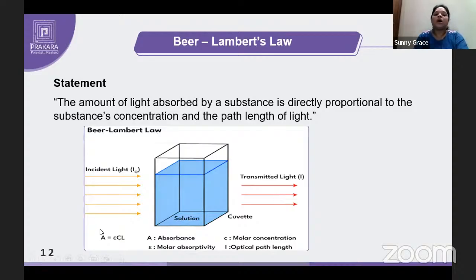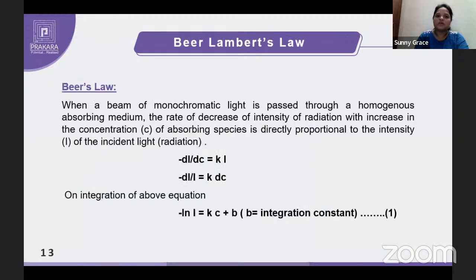Okay, so how did we get this equation? Let's see a brief outline of the derivation of Beer-Lambert's law. So what does Beer's law say? Whenever a monochromatic light is passed through a homogeneous absorbing medium, the rate of decrease in the intensity of radiation with the concentration of the absorbing species increases, which is directly proportional to the incident light.